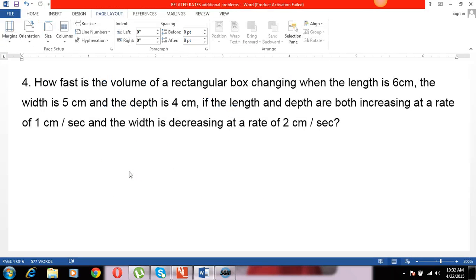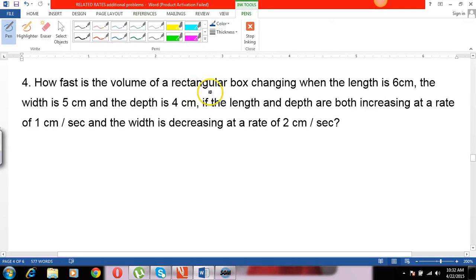Alright, now we look at question number 4, the last example for today. Okay, how fast is the volume of the rectangular box changing when the length is 6 cm, the width is 5 cm, and the depth is 4 cm? Okay, so we have a rectangular box like this, right?